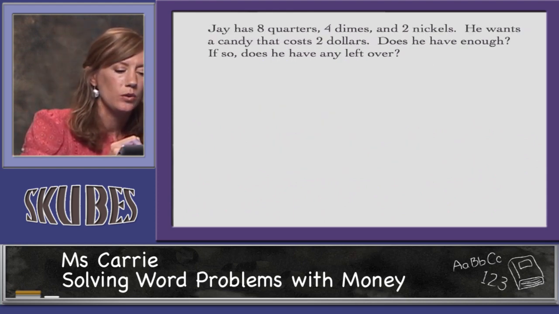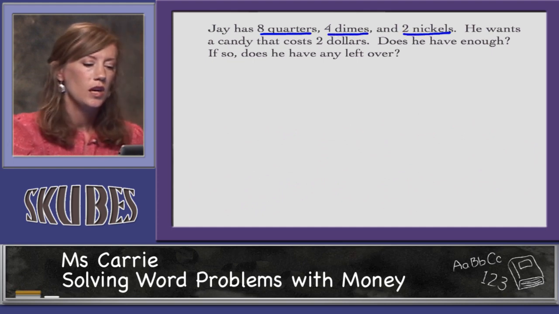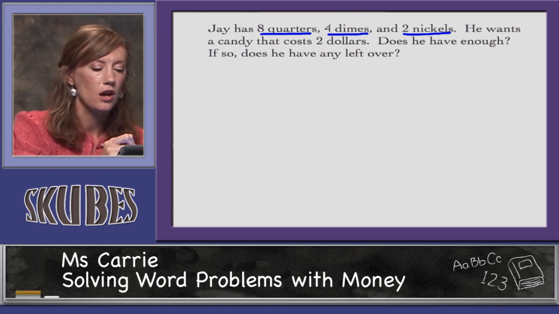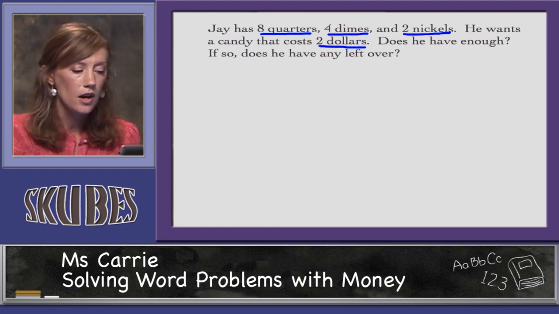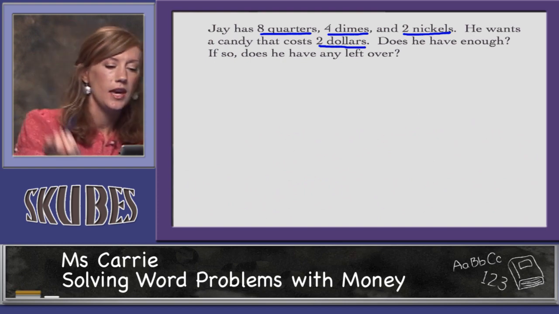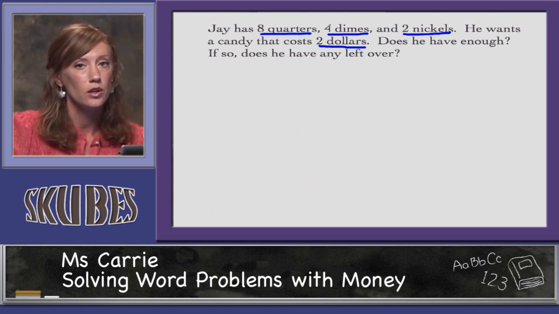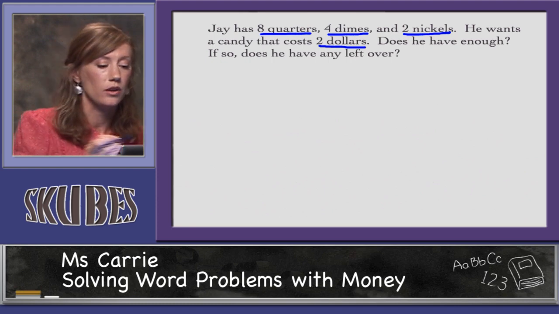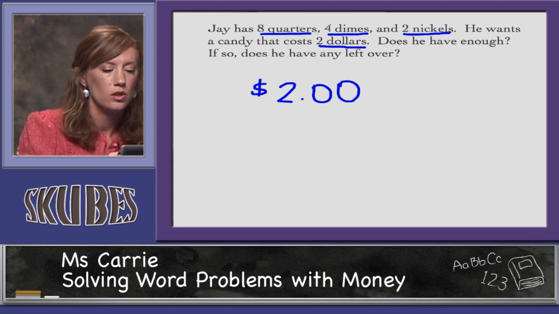Jay has 8 quarters, 4 dimes, and 2 nickels. He wants a candy that costs $2. Does he have enough? If so, does he have any left over? Well, let's add up the money that Jay has first. 8 quarters would be $2 because 4 quarters would be $1. 4 more quarters would be another $1, so that makes $2. So 8 quarters would be $2.